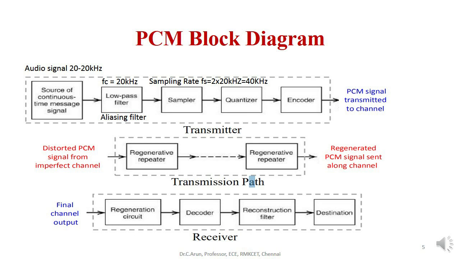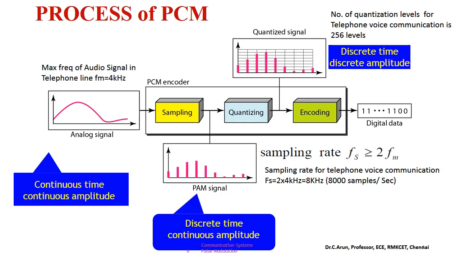The receiver consists of a decoder, a reconstruction filter and the final destination. The output will be your sine wave or audio signal. The continuous signal is applied here; finally binaries are the output at the transmitter, and then the binaries are the input at the receiver. Next, we get the analog signal. Next, this will explain the entire process of pulse code modulation.